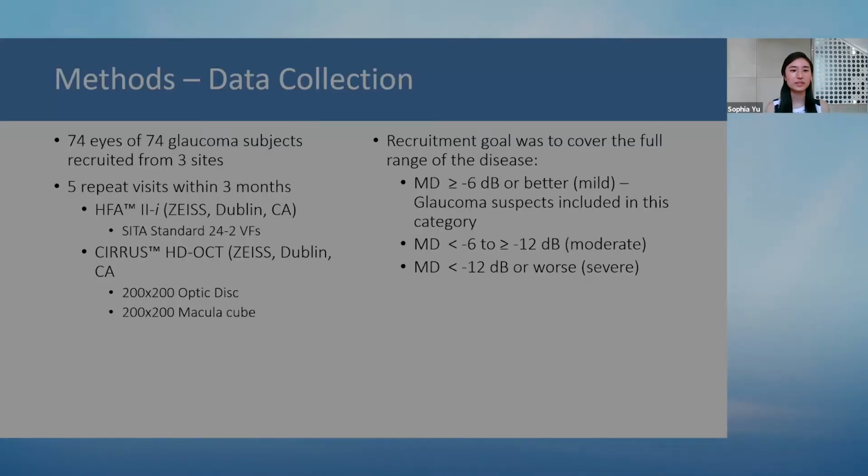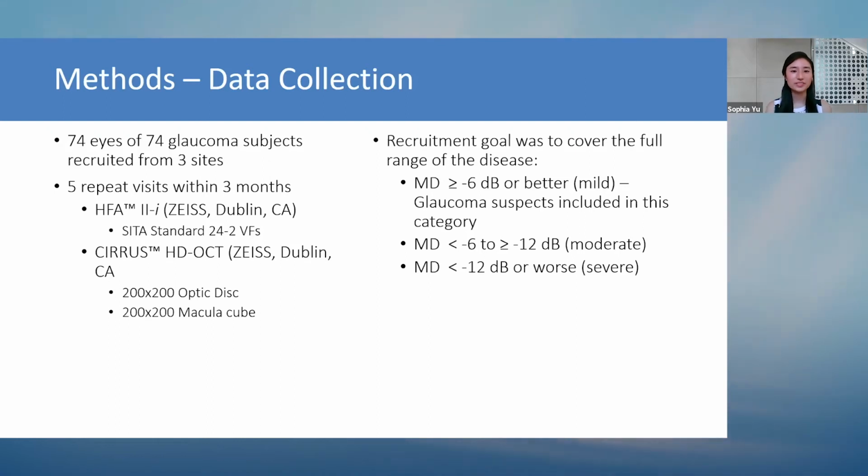To study the repeatability of the RGCI, we used data collected from 74 subjects with glaucoma on repeated visits. There were 3 sites who collected data. The subjects had to return for 5 visits. At each visit, the site obtained a 24-2 SITA standard visual field on the HFA2 eye and 2 CIRRUS scans, one over the macula and one over the optic disc. The goal was to have a representative sample that included early, moderate, and severe glaucoma.